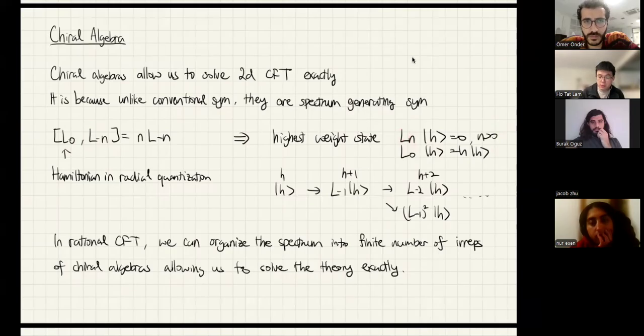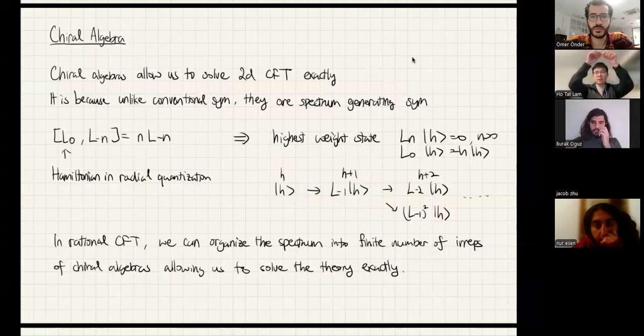If you start applying L with the negative power of n, then you can start with a state and get states with higher conformal dimensions, and so on and so forth. So essentially, with these Ln operators, you can start with a state and build a tower of states coming from it. Because of this, the spectrum is significantly reduced, because you can group things into families.